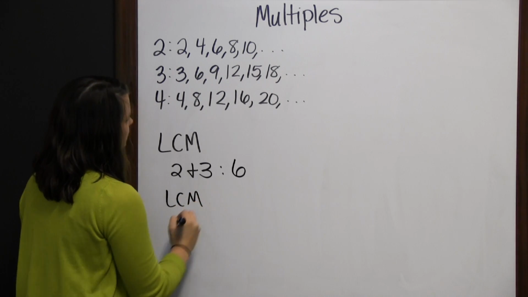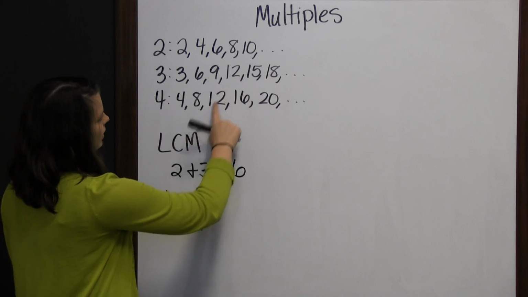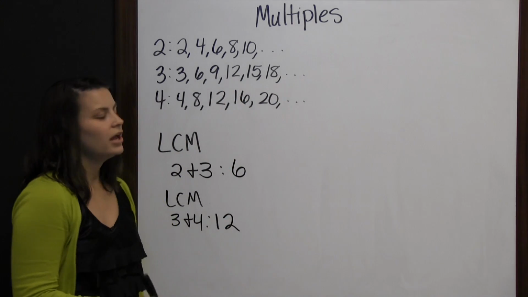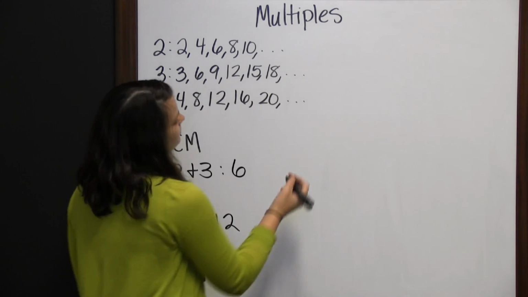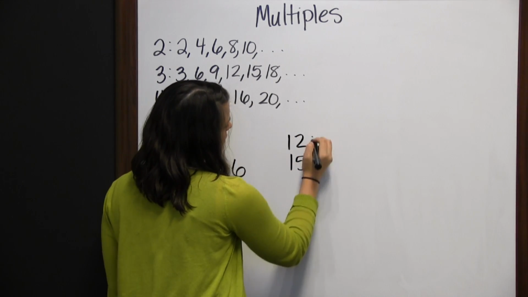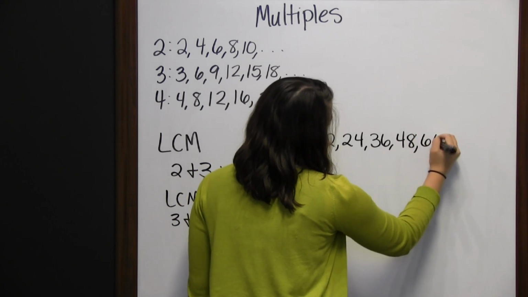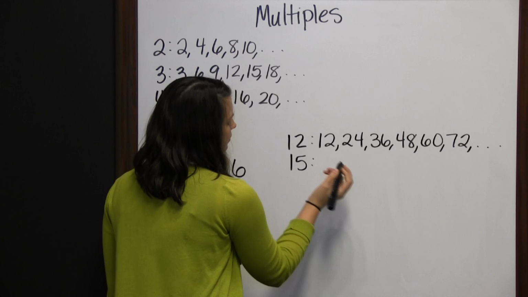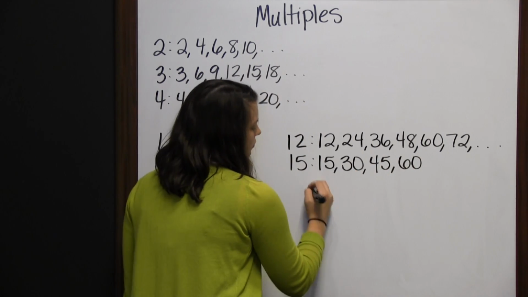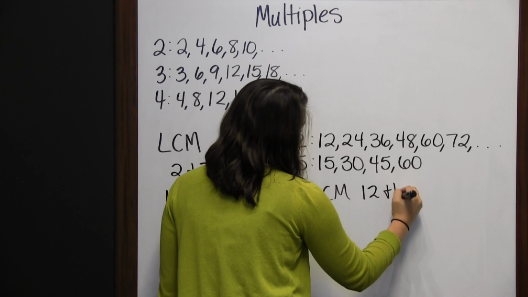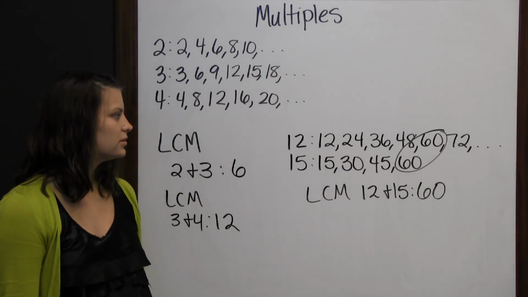The LCM of, say, 3 and 4, the very smallest number that they have in common would be 12. And you can find the least common multiple of bigger numbers, like, say, the least common multiple of 12 and 15. So 12 would be 12, 24, 36, 48, 60, 72, etc. While 15 would be 15, 30, 45, 60. So if we were finding the LCM of 12 and 15, the smallest number they have in common is 60. So the least common multiple is 60.